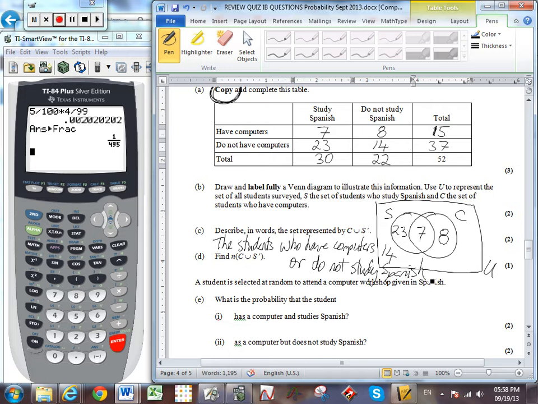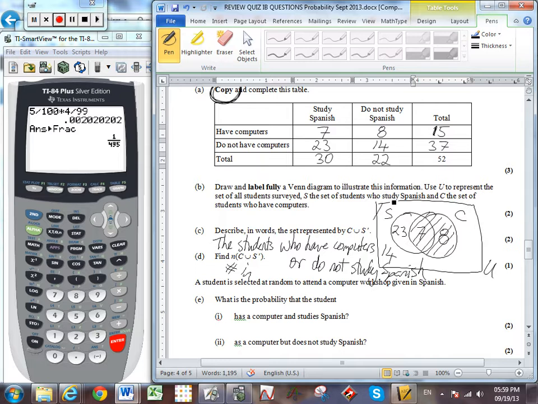Part D. Now we need to find, you see the n in front? This means the number in this set. How many people are there? How many students have a computer or do not study Spanish? When we're dealing with an or, we don't need to worry about the region of overlap. We're going to keep everything. So we're dealing with all of the kids who have a computer or do not study Spanish.